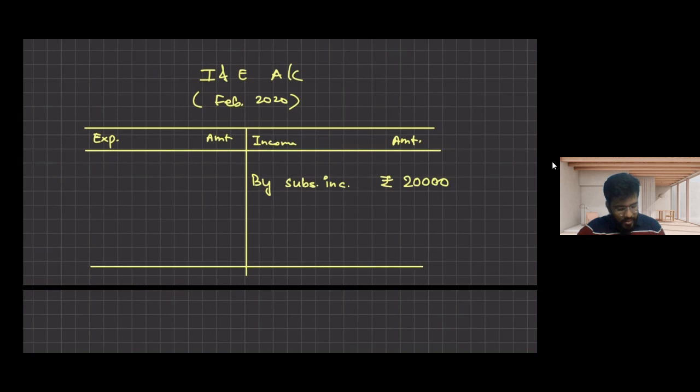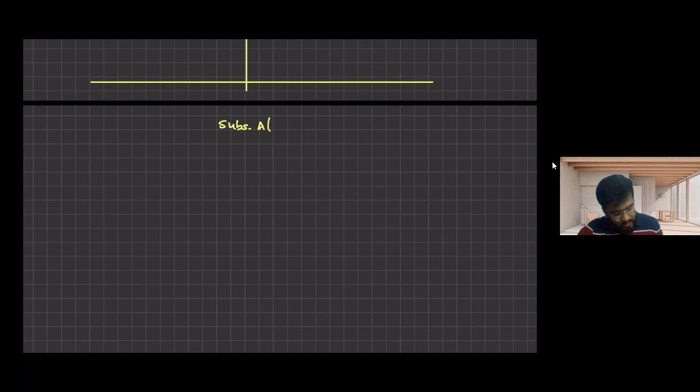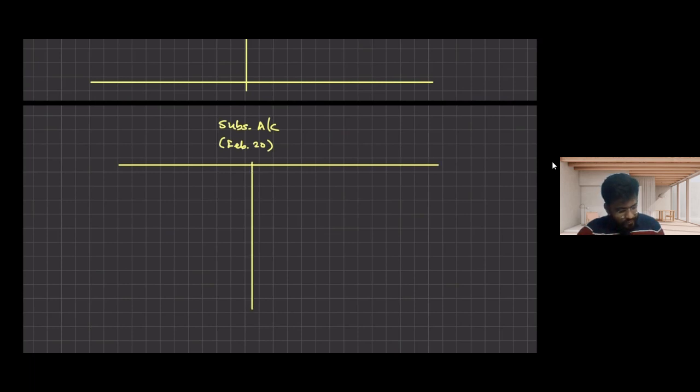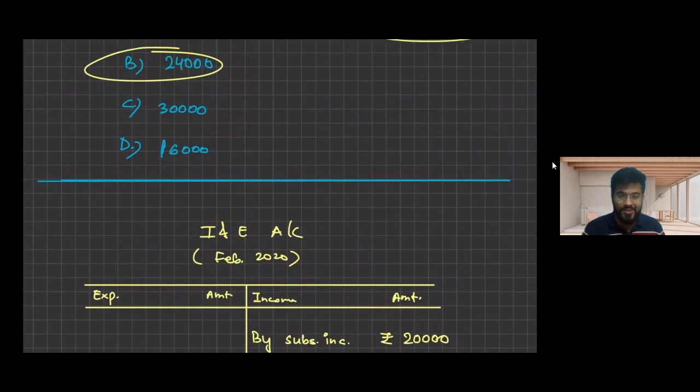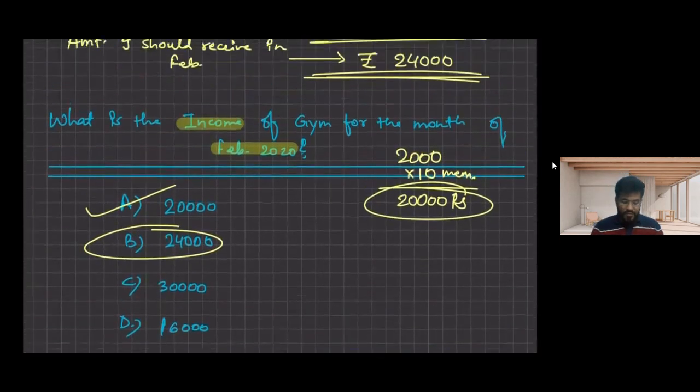And if I want to draw my subscription account, so let's draw the subscription account for the month of February 2020. So I will transfer the income to the income and expenditure account, that is rupees 20,000. But how much I have received, sir, actually? Now there is a twist. Just understand the twist.